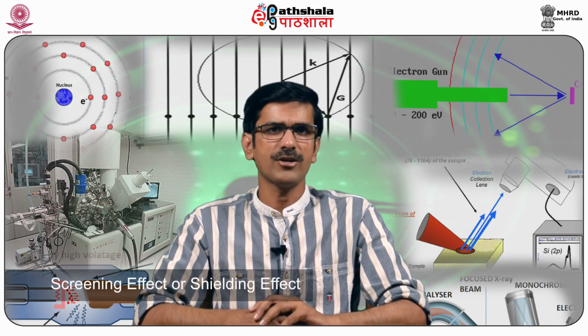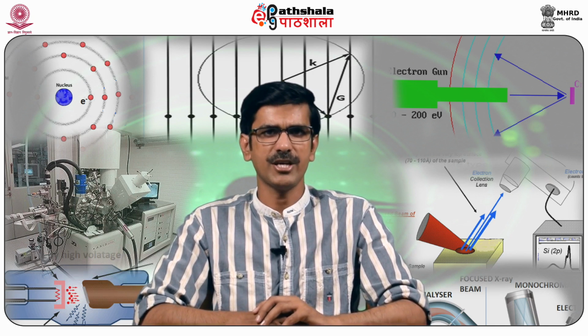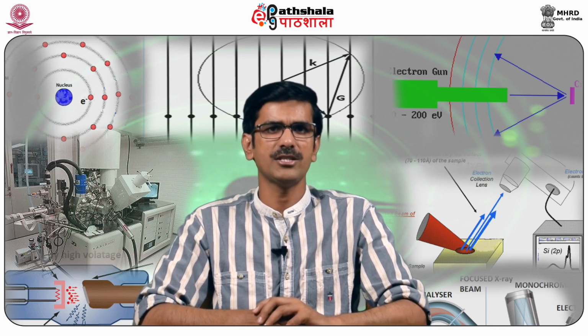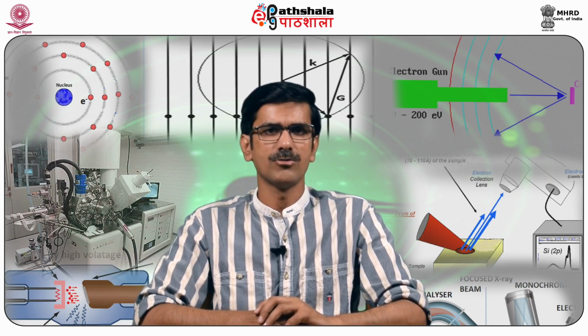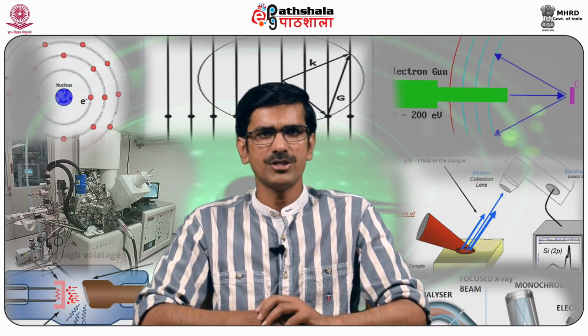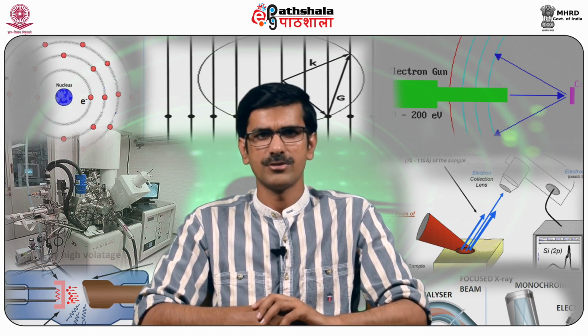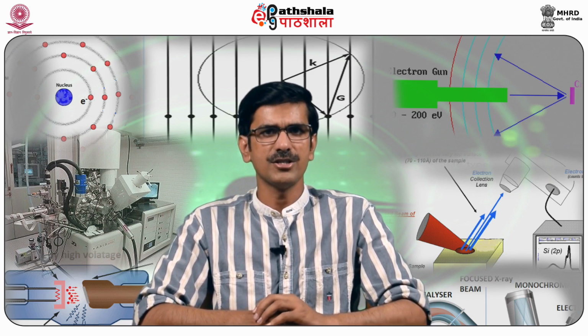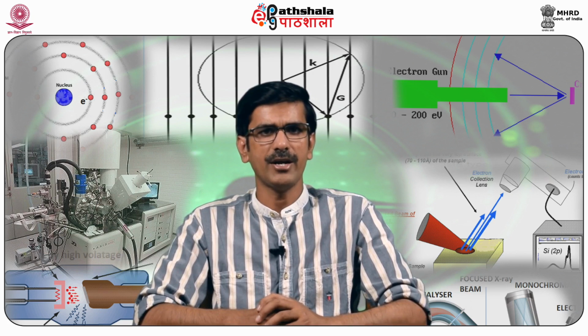Now, the screening effect or shielding effect. The inner electrons present in the shells between the nucleus and valence shells reduce the attraction between the nucleus and the outermost electrons. This shielding effect depends upon the number of inner electrons. The larger the number of electrons in the inner shell, the greater is the screening effect. The more the shielding effect, the easier it is to remove an electron, and hence the lesser the ionization energy.